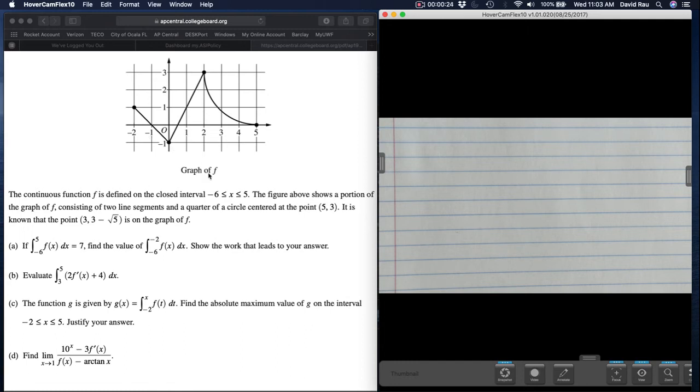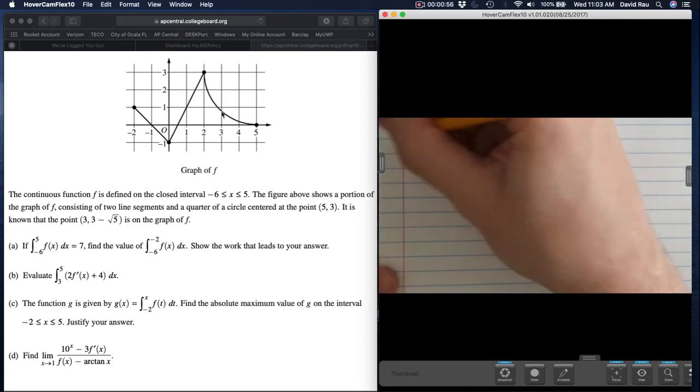So notice they told us it was continuous from -6 to 5, but we only really see from -2 to 5. With that being said, it says it consists of 2 line segments and a quarter of a circle centered at the point (5, 3). And then it's also known that the point (3, 3 minus root 5) is on the graph. So this y value right here is evidently 3 minus root 5. So without further ado, let's dive in.